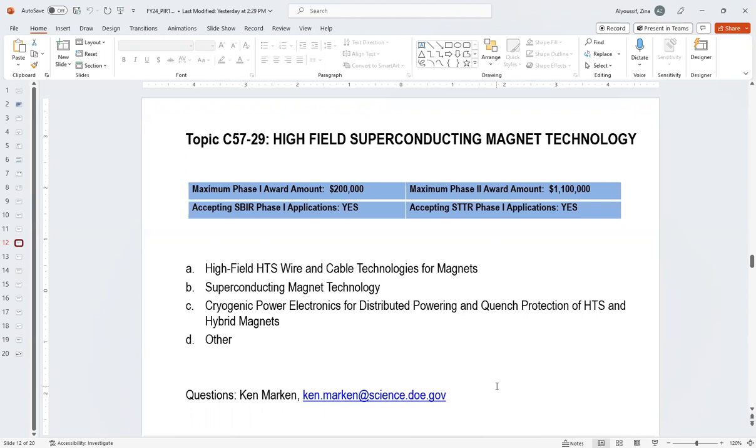So subtopic C. I did not think we had a C in this year's topics, but if there is, this looks like last year's subtopic. Maybe it did creep in. I'd have to look again. We are interested in cryogenic power electronics. This is a different piece of the cryogenic electronics, and that is actually distributed powering and quench protection of the HTS and hybrid magnets that we're interested in. But please double check to make sure that is in this year's topic.